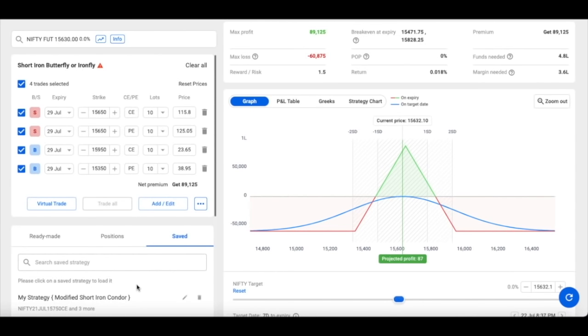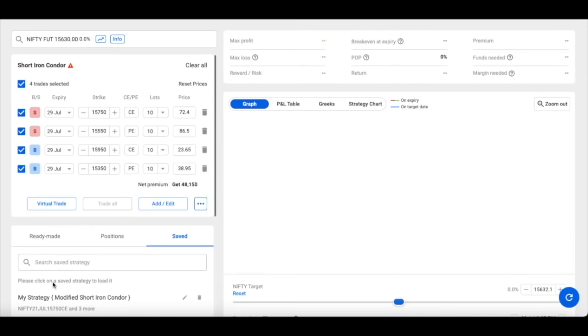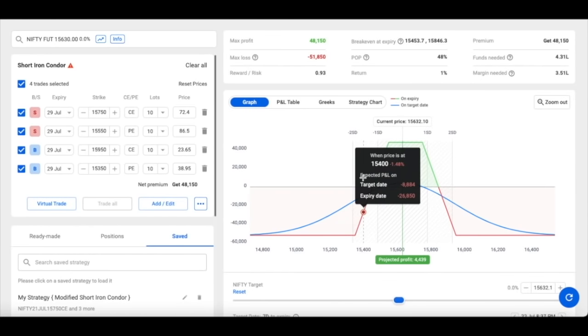Now let's go to the short iron condor. Here your risk is lower, which means you have better break-evens, that is 15,543 on the lower side and 15,846 on the upper side. Your margin requirement has also gone down, that is 3.51 lakh. Yes, your profit and loss potential have gone down as well. Your maximum profit could be 48,000 and maximum loss could be 52,000. The reward to risk ratio is 0.93.